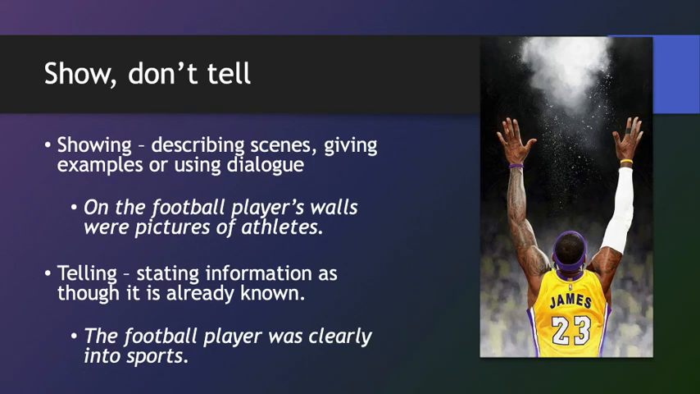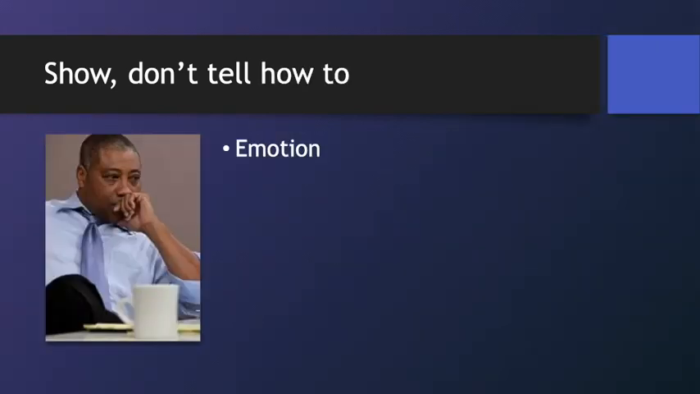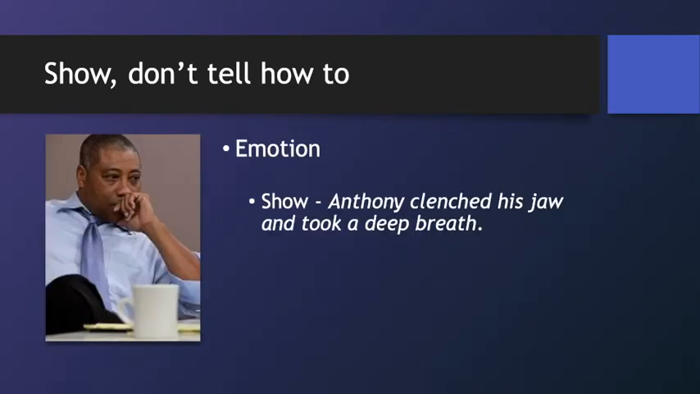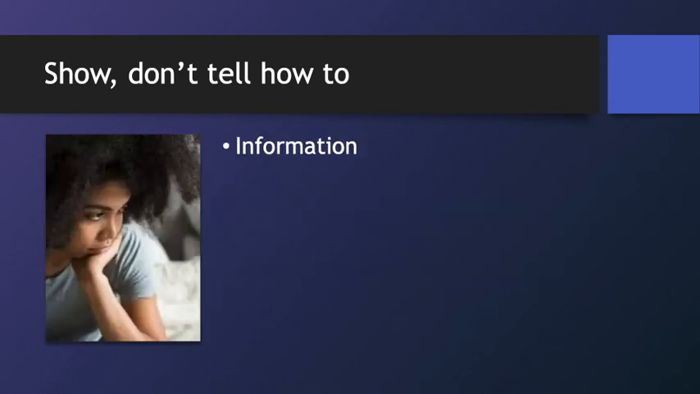So we've got the example: on the football player's walls are pictures of athletes. That shows the reader that the football player cared about sports versus just saying the football player was clearly into sports. So if we're talking emotion, showing would be "Anthony clenched his jaw and took a deep breath." Telling would just be saying Anthony was stressed out. And you can see why showing would be better here.